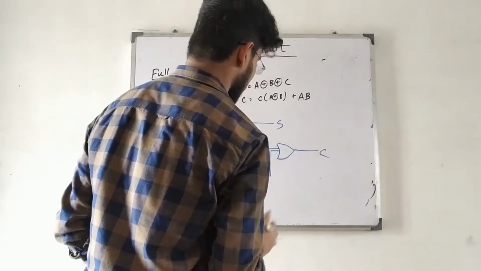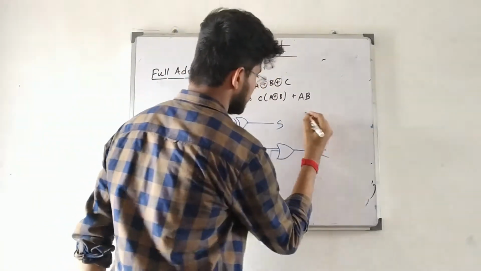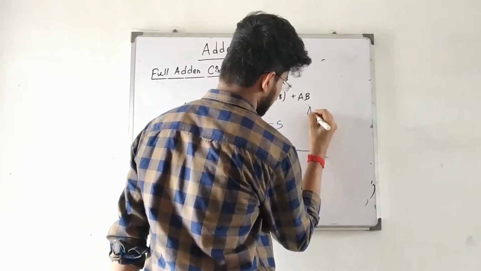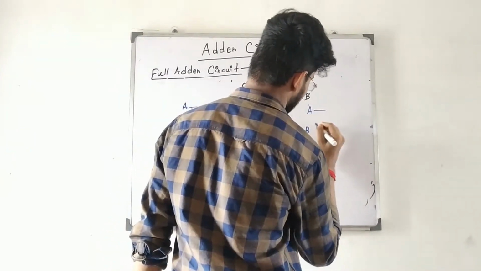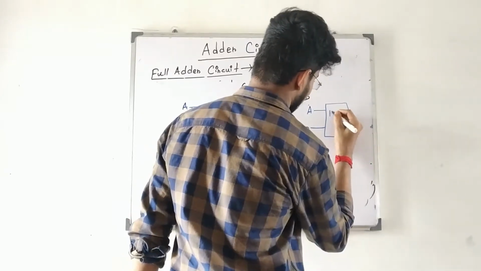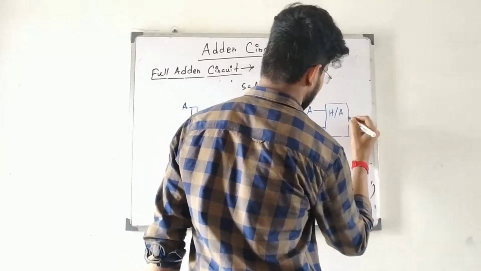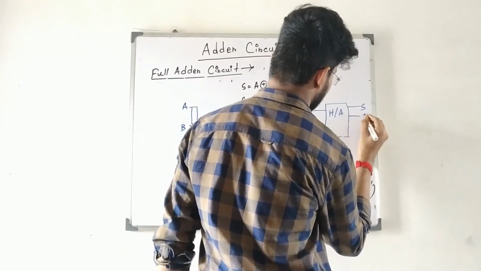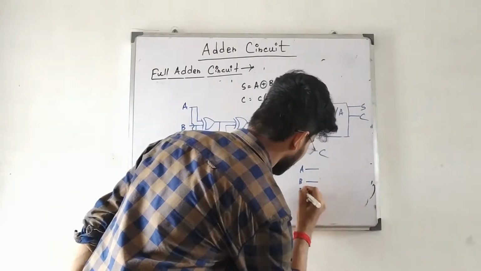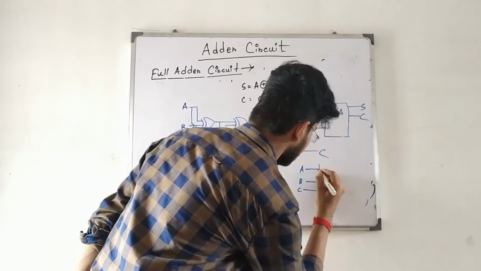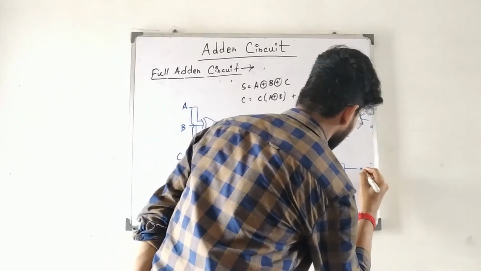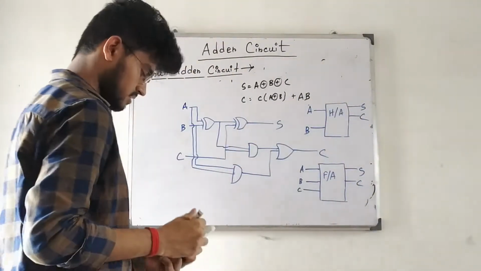So if you see the block diagram of the half adder circuit, this is A, this is B, and this will be the half adder circuit here. Then it will produce the output sum and carry. And if we give 3 binary digits A, B and C to a full adder circuit, then it will produce the output sum and carry. So this is the adder circuit.